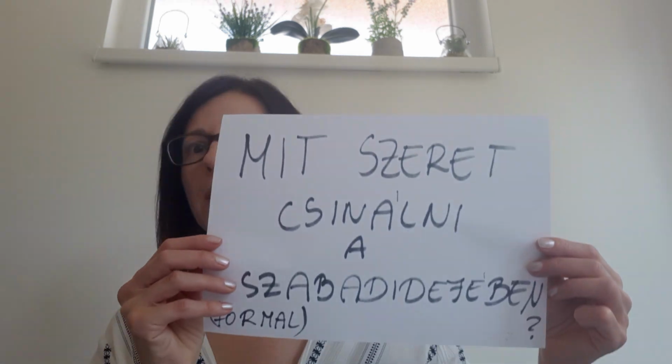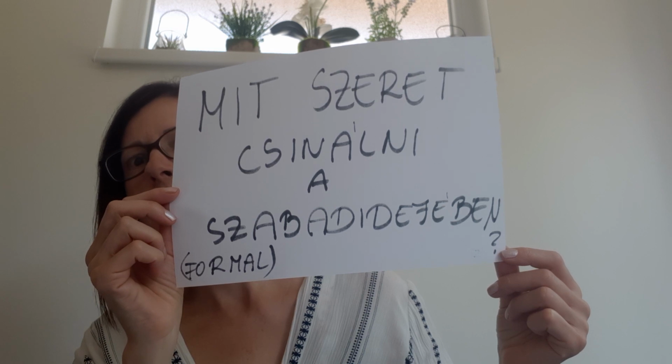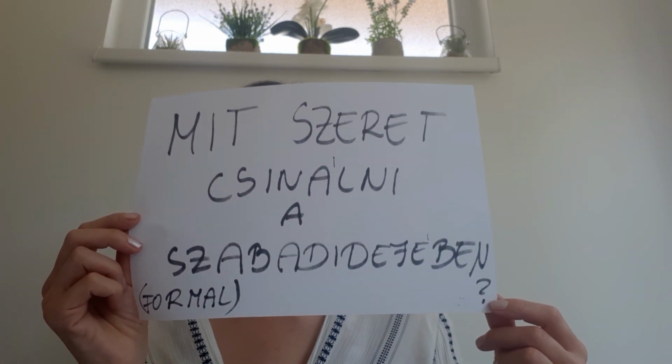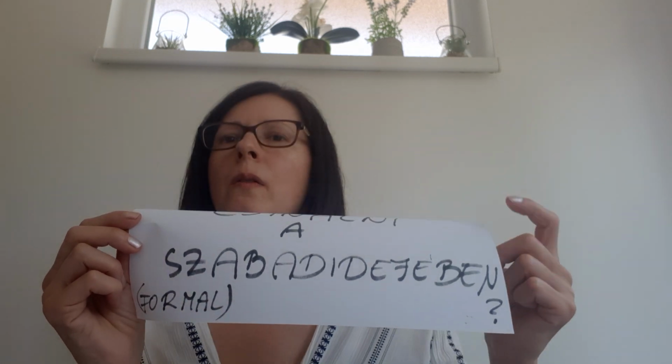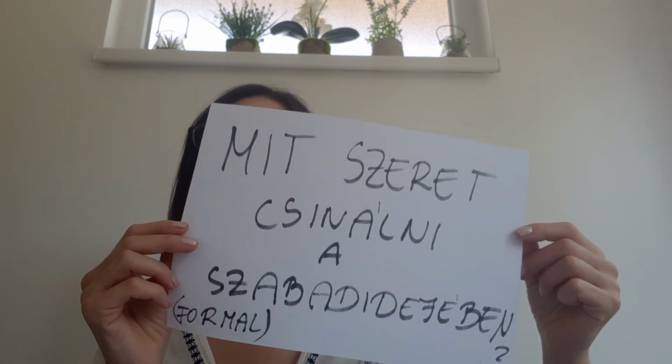On the other hand, if you are talking to someone who you have a formal relationship with, this is how it sounds formally. Mit szeret csinálni a szabadidejében? Repeat it after me. Great.